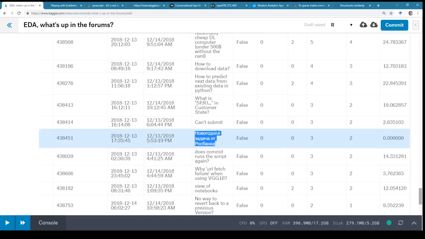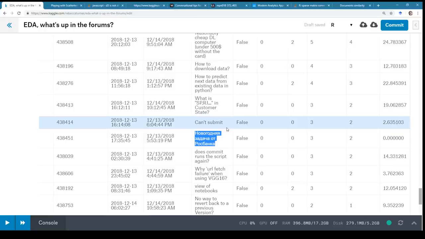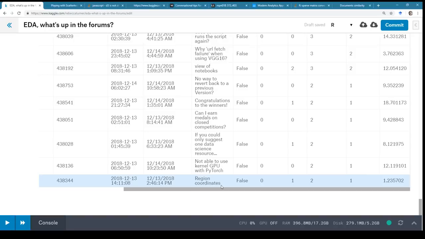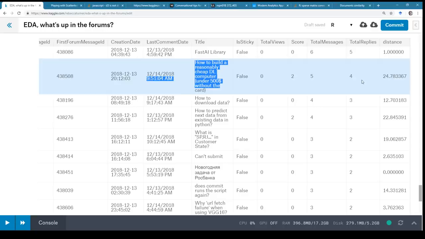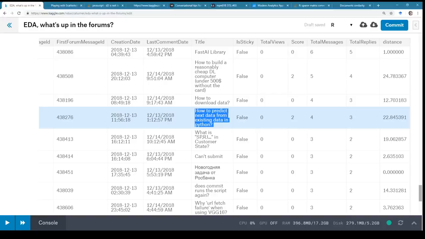So we can see that this Russian comment that I don't know what it is is completely dissimilar from all previous comments, which I think makes a lot of sense. And we can also see this region coordinates comment is also very dissimilar from previous comments. Whereas this how to build a reasonably cheap DL computer under $500 without the card is fairly similar to previous comments. And then how to predict next data from existing data in Python is also fairly similar to previous comments.